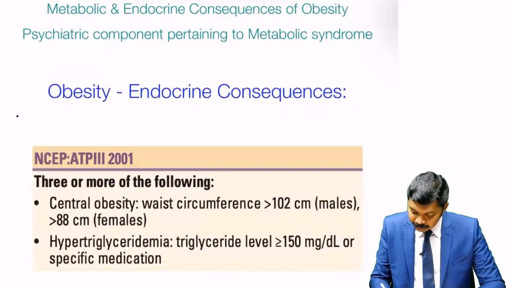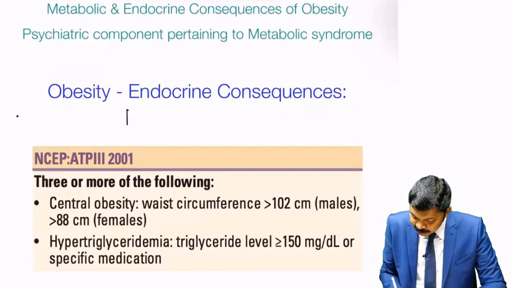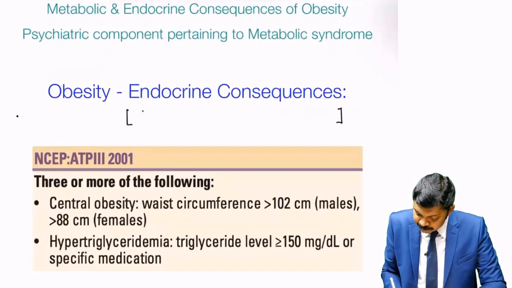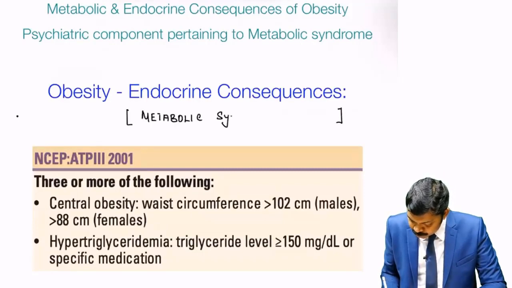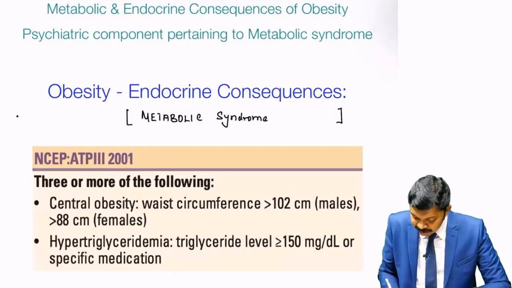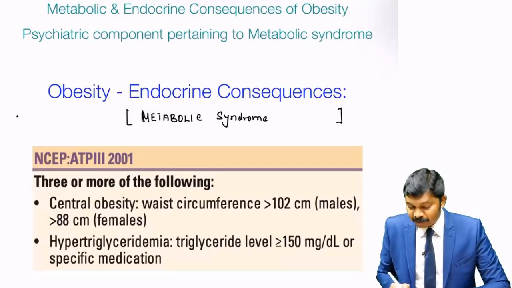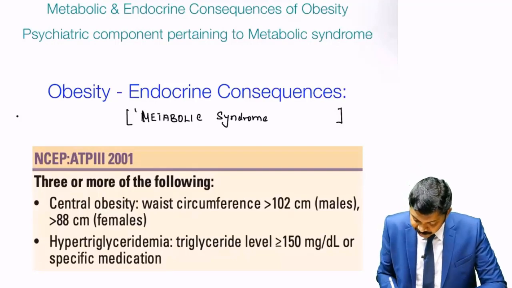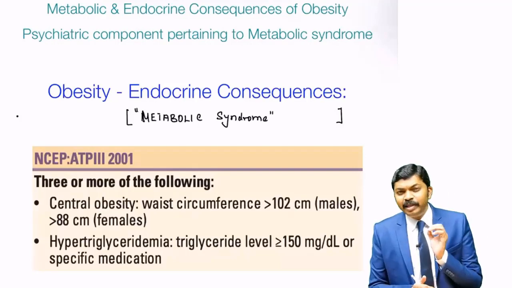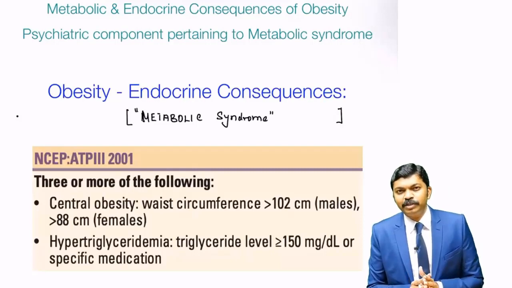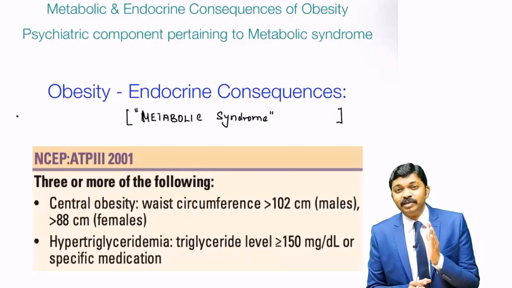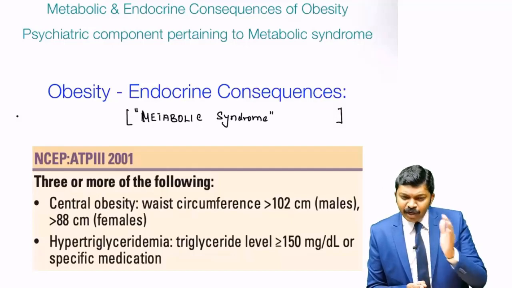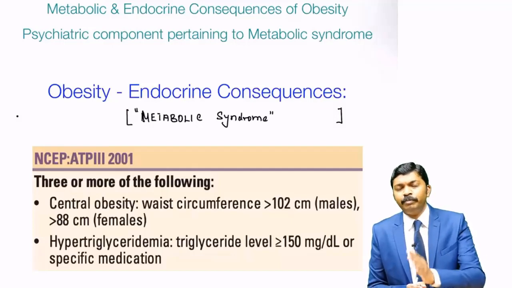When it comes to the endocrine aspect of obesity, the endocrine consequence of obesity is what is called metabolic syndrome. Metabolic syndrome is not something new, and it is not something distant from obesity. Every time an obese patient develops metabolic consequences, we term those patients as suffering from metabolic syndrome, guys. So at the outset, you need to know what metabolic syndrome is, when you call someone as suffering from metabolic syndrome, and when you call someone just obese and not metabolic syndrome.